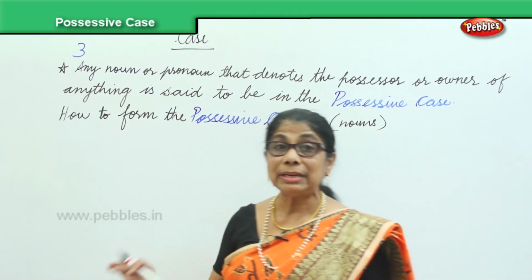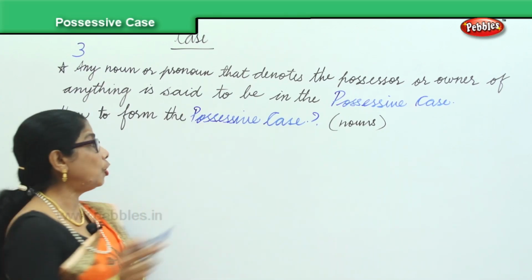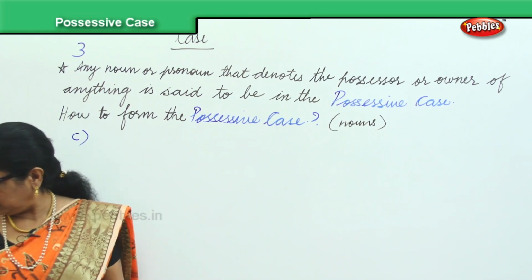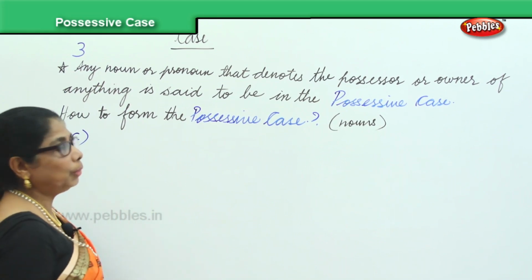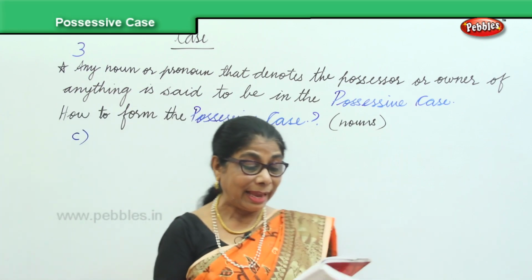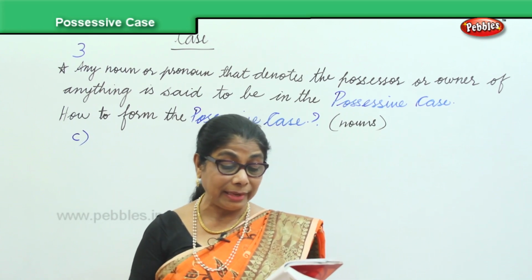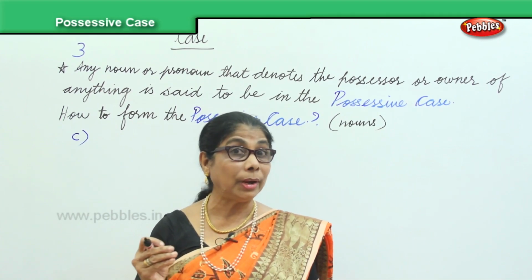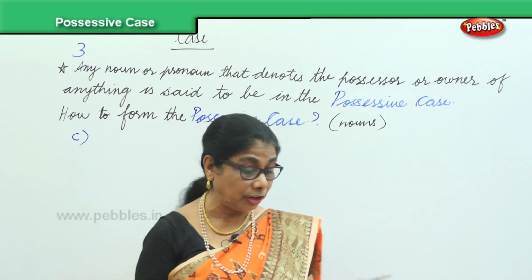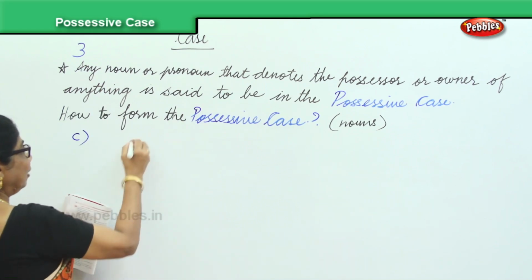Now we go to the third. We go to the third way of forming the possessive case. First is the singular, second is the plural, and here you have the third one. We have sentences. We have possessive case in the plural again. But here this plural is different from what we did earlier. First of all, let's look at the sentences I have for you.